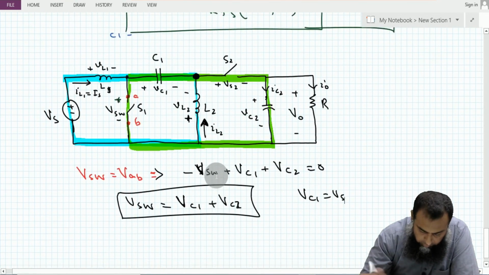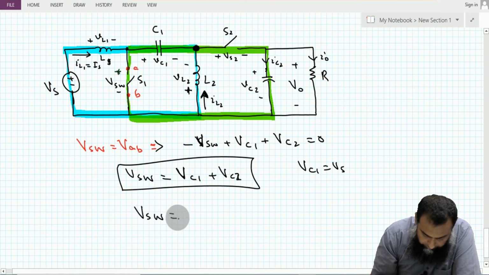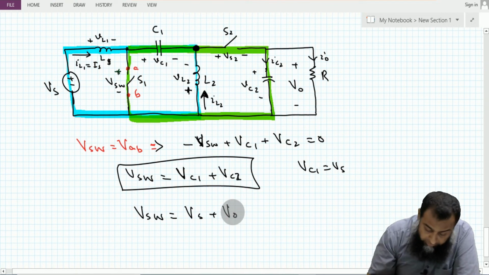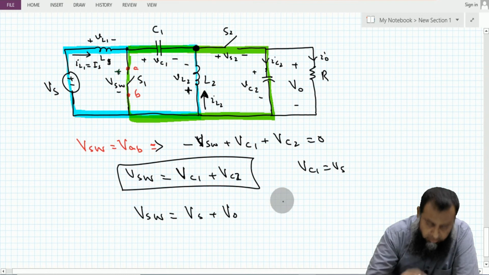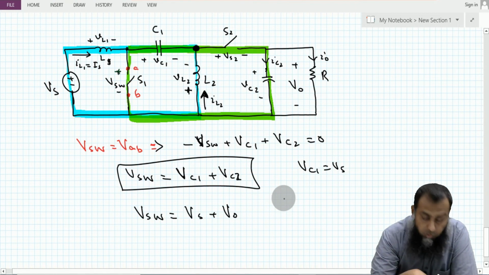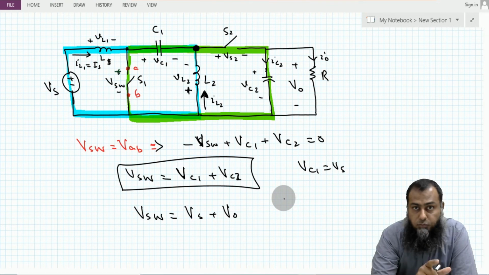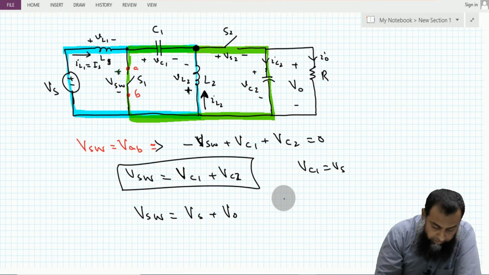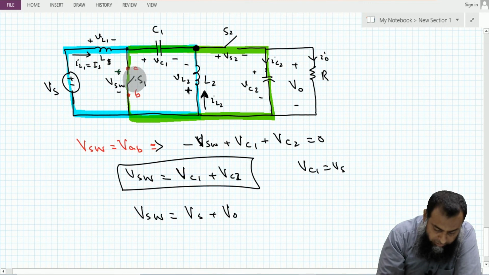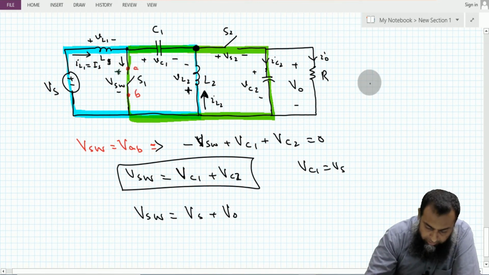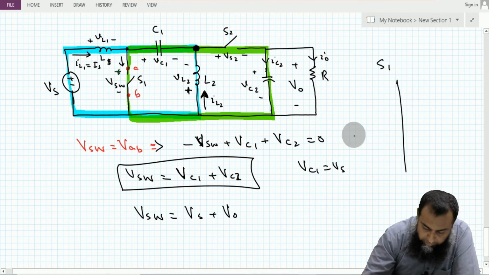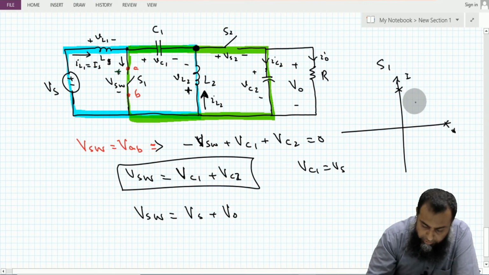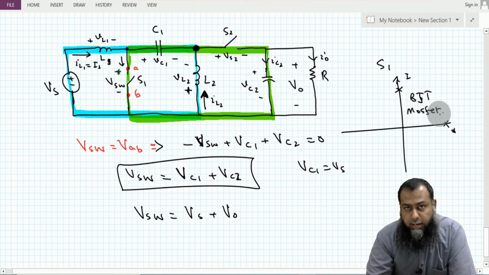So this VSW is equal to Vs plus V0, which is the output voltage, a positive quantity, and therefore the device that can be used to realize this switch S1 should have a positive voltage blocking capability. For the current, when we turn on this switch S1, the current flows through this positive terminal, and therefore this S1 must have a positive current and a positive voltage blocking capability that can be realized either by using a BJT or a MOSFET or any other device like an IGBT.